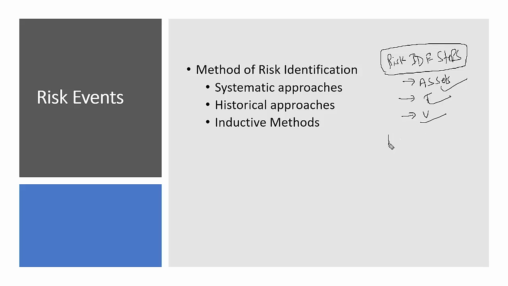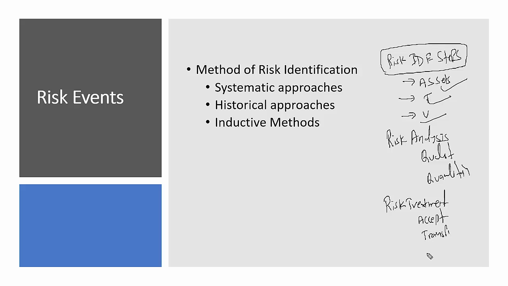Then the second step is called risk analysis, where we talk about qualitative and quantitative ways to analyze the impact. And then finally, we have risk treatment, where we talk about accepting the risk, transferring, mitigating, and avoidance.